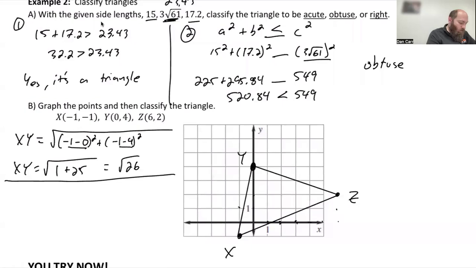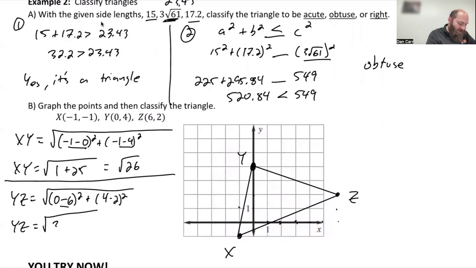Then I'm going to do the same thing for YZ. YZ is going to be 0 minus 6 squared plus 4 minus 2 squared. That's -6 squared, which is +36, and 2 squared, which is +4. So that becomes the square root of 40. I'm just going to leave it like this because for my next calculations, it doesn't really matter if I break that down. And my last part is XZ.